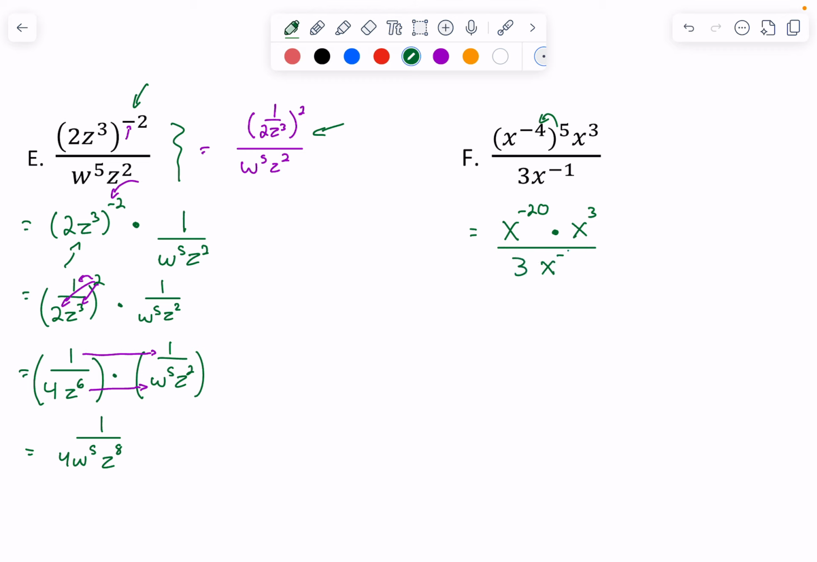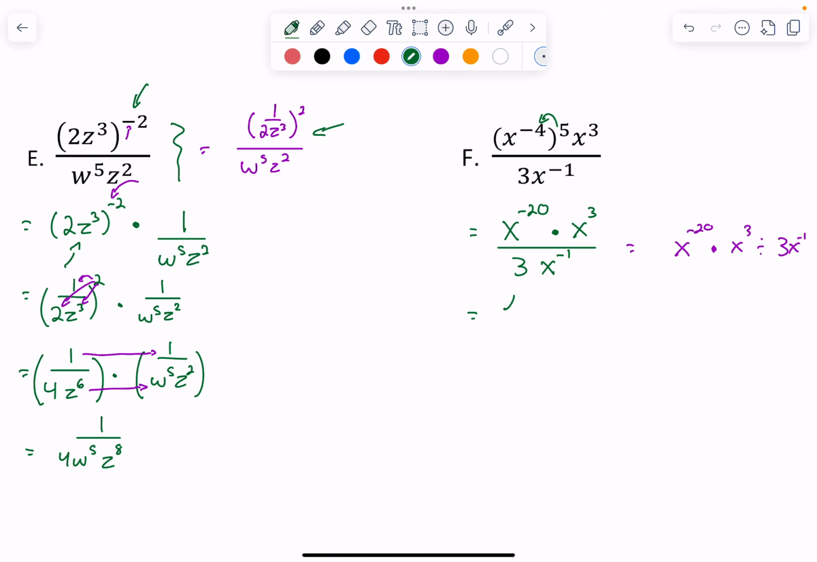3x to the -1. So you can approach this problem similar to what we did before, where you're like, oh, okay, well, these are all being multiplied, so I'm going to write this as x to the -20 multiplied by x to the 3, divide that by 3x to the -1, right? But in this case, I actually don't think that's as clear as what you could do if you just simply collect all your like bases.